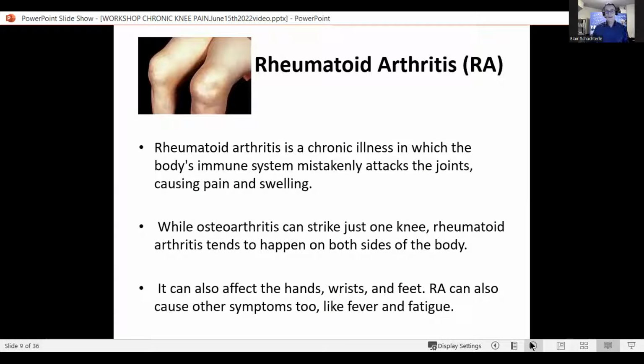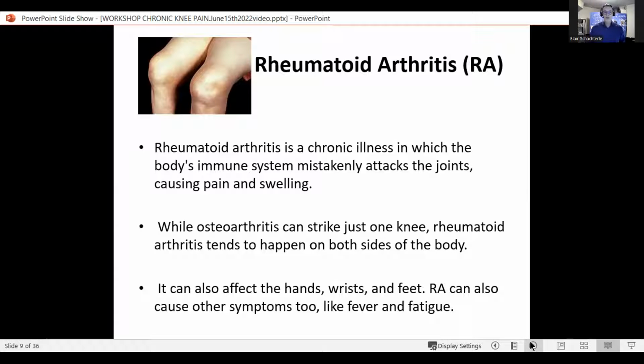The other thing is you get systemic diseases. There's a whole bunch of them, but I'm just going to touch on one tonight. It's called rheumatoid arthritis. It's a chronic disease where the body's immune system mistakenly attacks the joints, causing swelling and pain. You can see that picture up there. That's a picture of somebody with rheumatoid arthritis in their knees.